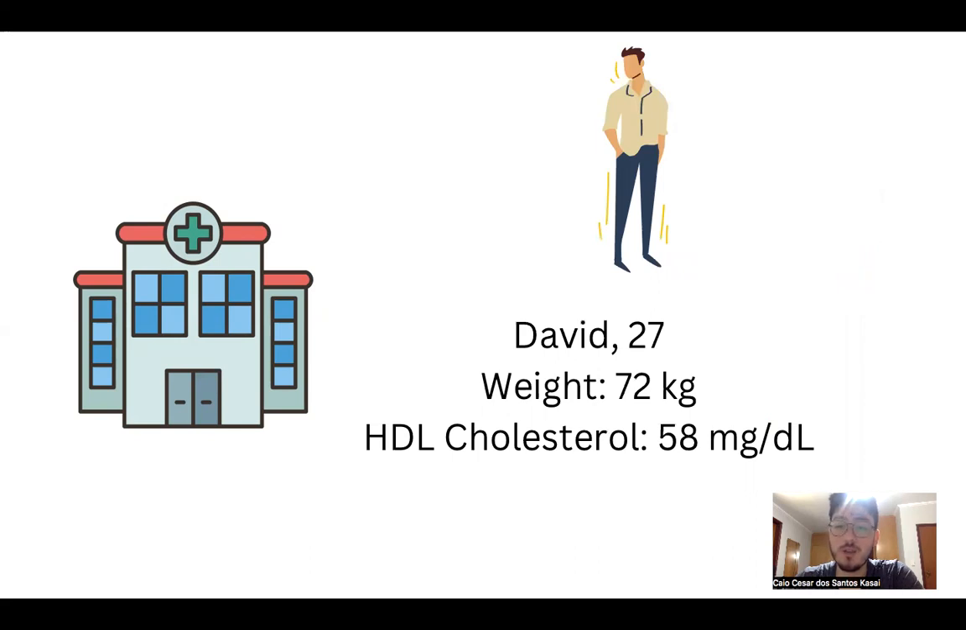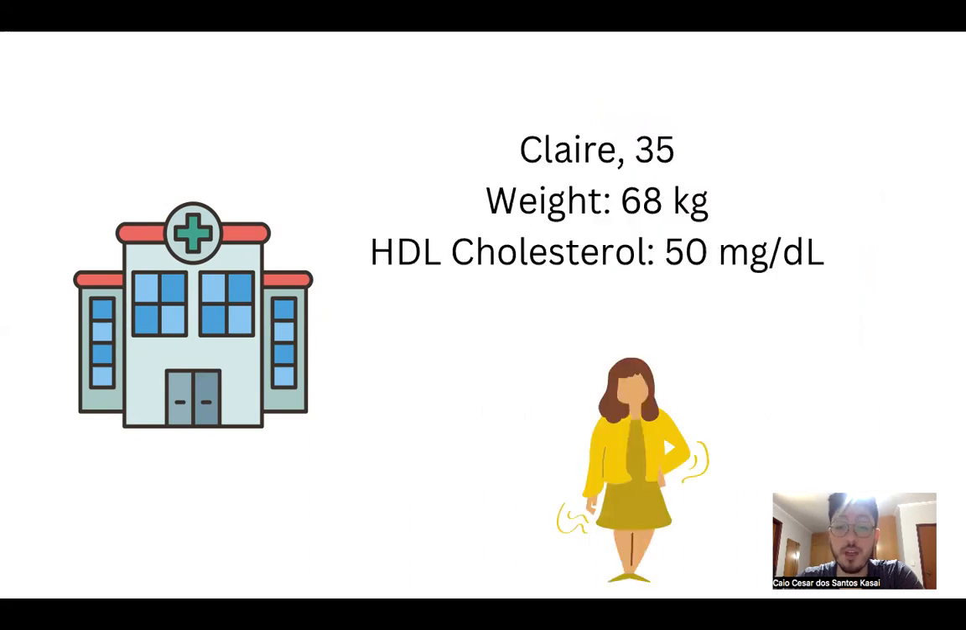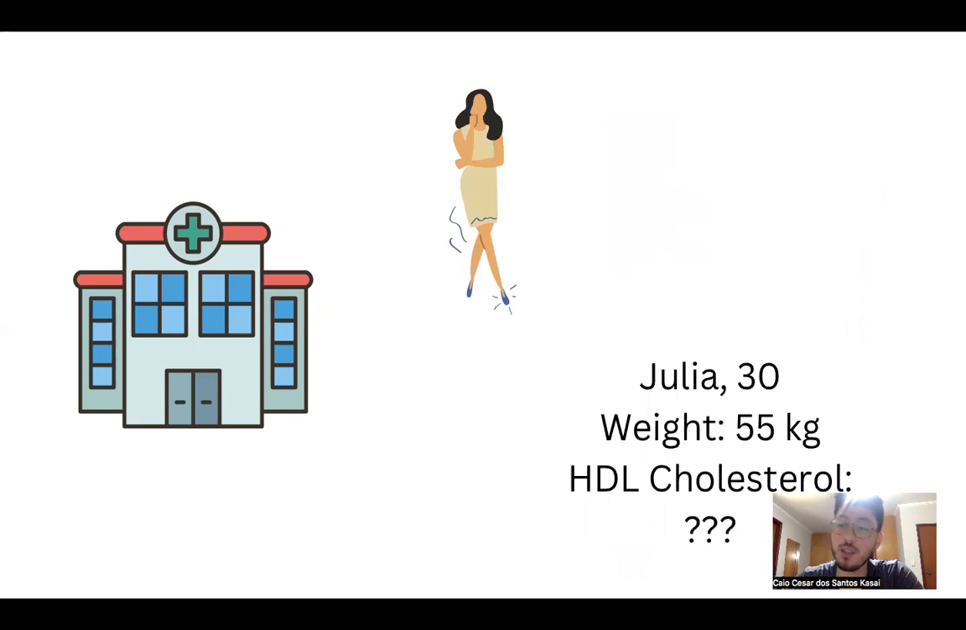He is a 27-year-old man that weighs 72 kilos, and his HDL cholesterol is equal to 58. Claire is a 35-year-old woman that weighs 68 kilos, and her HDL cholesterol is equal to 50. And after Claire, Julia comes up. Julia is a 30-year-old woman that weighs 55 kilos, and we actually don't know her HDL cholesterol yet.